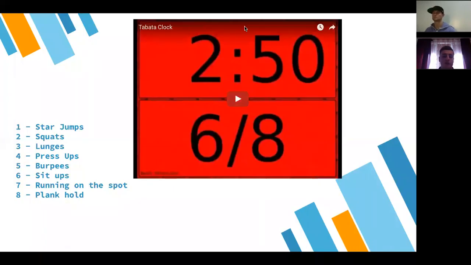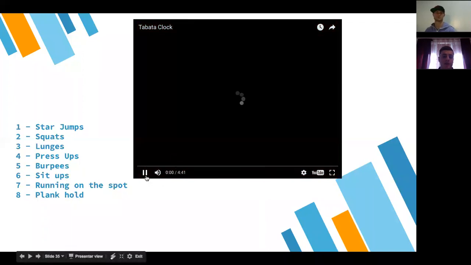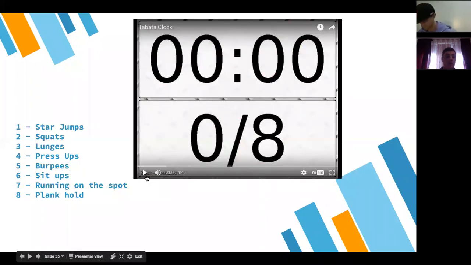As you can see, they're on the slide right now. For the first 20 seconds, you do star jumps. The second 20 seconds, you do squats. Third 20 seconds, lunges, etc. So if you want to get yourself a little bit of space beside your desk, for some of you I know it's still very early, but let's get ourselves moving.